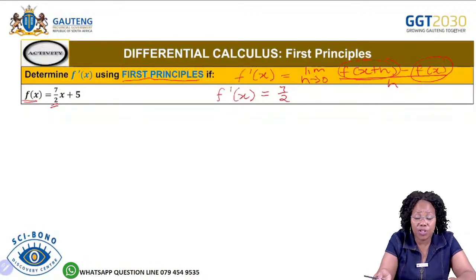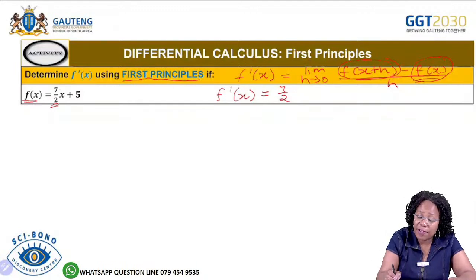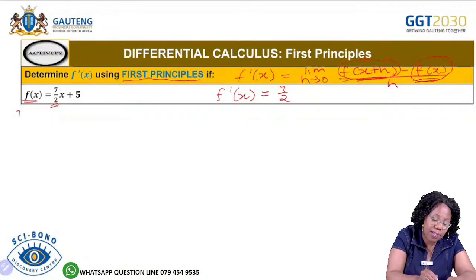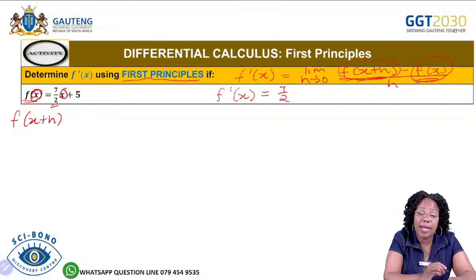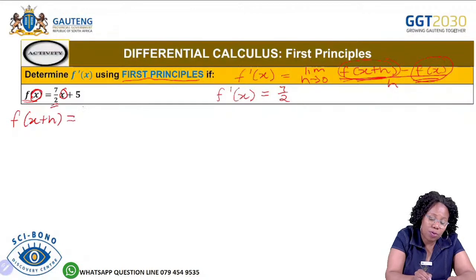Right, let's look at the question again. We said we are having the f at x. We need f at x plus h before we can go into the formula. Let's look at the f at x plus h now. F at x plus h simply means where I am having an x, I am going to substitute all my x with the x plus h. Then this will be equal to 7 over 2, there I have an x, therefore it will be x plus h plus 5.